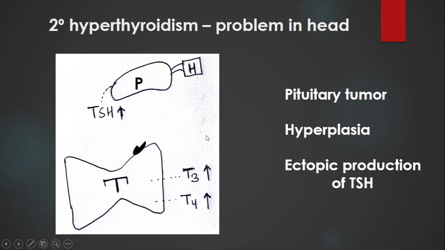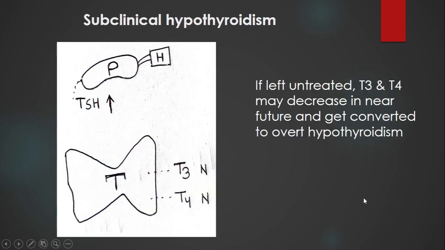Okay, so another, secondary hyper. Now problem in head region, secondary hyper, problem in this head region, pituitary or hypothalamus. Hyper means high production of TSH from there, and ultimately due to the TSH there will be high production of T3 and T4 from the thyroid gland. So all get increased in the report. So when you get a report where T3 high, T4 high, TSH high, then secondary hyper can be the condition. And what can be the cause? Pituitary tumor can be there, hyperplasia can be there, or sometimes ectopic production of TSH can be there.